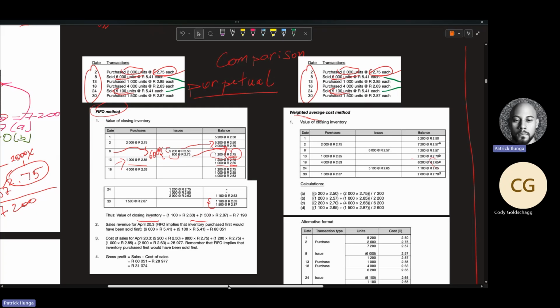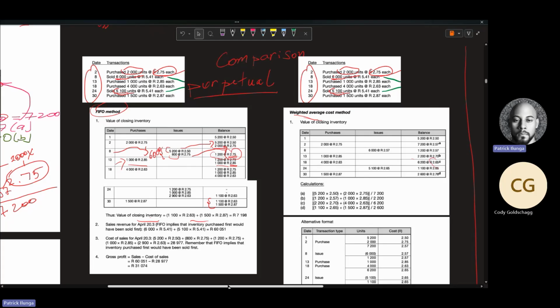But the theory, we've covered the theory. Remember, we took a bit of time to look at the difference between perpetual and periodic. Perpetual means at all times, so we would know the cost of the inventory at all times. That will not be the case in the periodic, because we need to do a stock take at the end of the period. So we wouldn't know every time a transaction happens exactly what the cost of the inventory is right now, right?